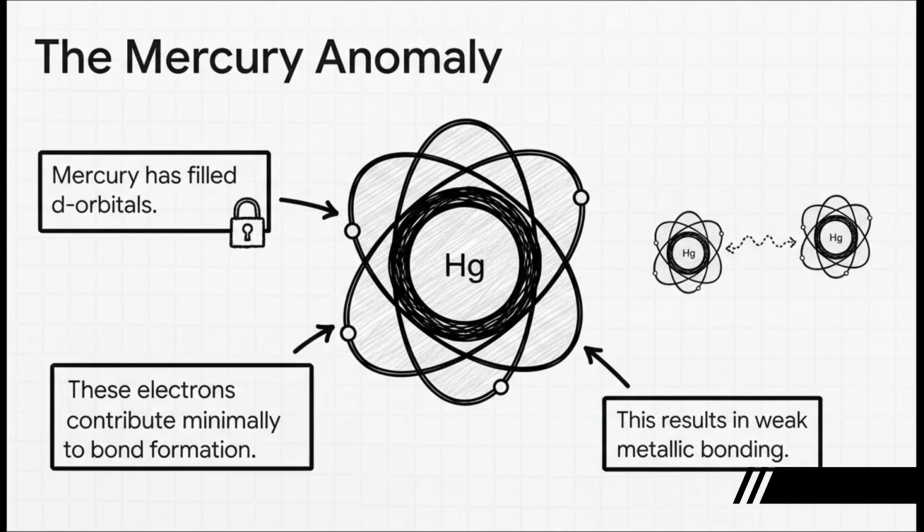See, in mercury, those d orbitals are completely full. And since they're stable and full, they barely participate in bonding at all. Without their help, the metallic bonds are way weaker, almost like an S-block element. So the exception isn't an exception at all. It actually proves our main point.